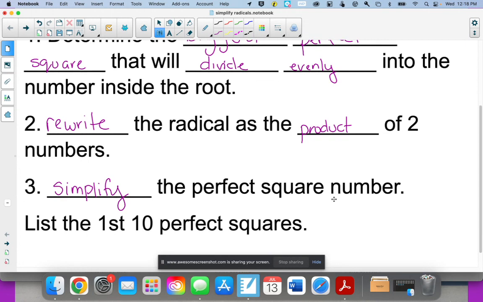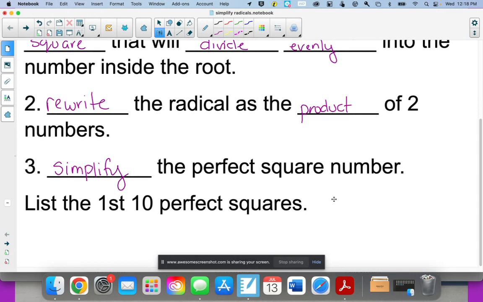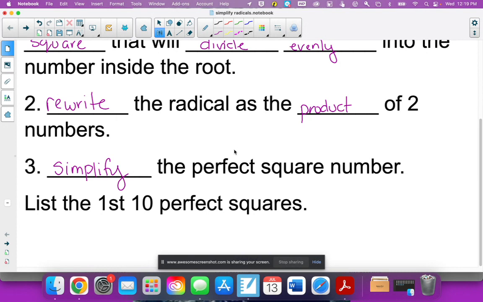Okay, so you really do need to memorize your first 10 perfect squares. If you have a hard time memorizing them, basically you're going through 1 times 1, 2 times 2, 3 times 3. Grab a calculator if you need to, get a multiplication table, but you need to write out those first 10 when we're working with this. So the first 10 are 1, 4, 9, 16, 25, 36, 49, 64, 81, and 100.